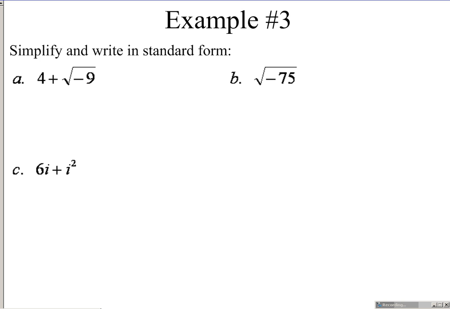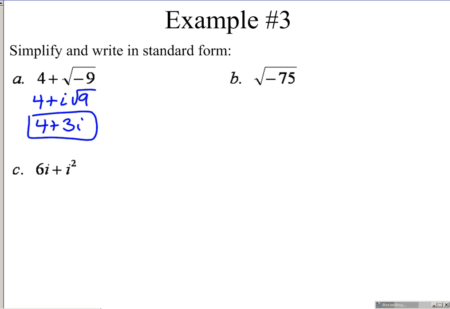Okay, simplify and write in standard form. Up until now, if we saw something like the square root of negative 9, we'd say not real and we were done with it. Now we have a way of handling that by pulling an i out. So this becomes 4 plus i times the square root of 9. Square root of 9 is 3. So do we just have 4 plus 3i?